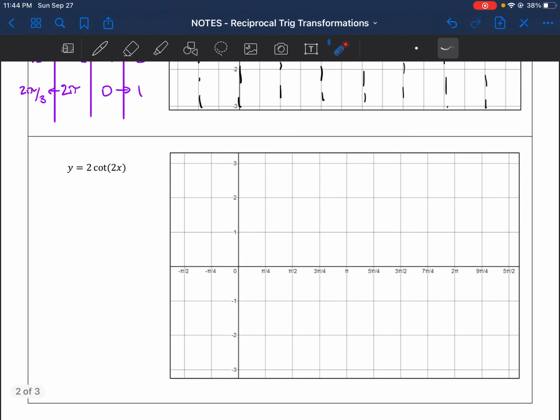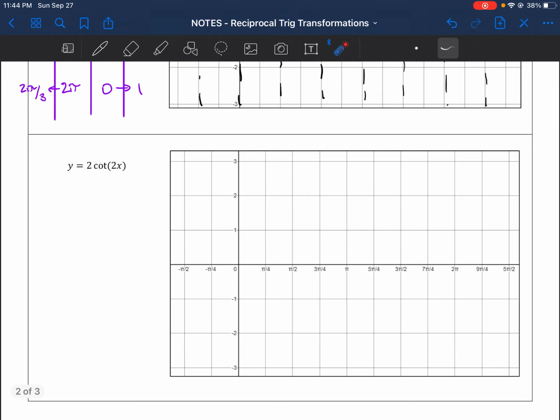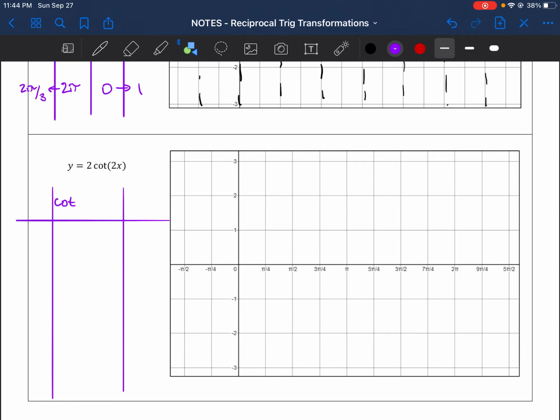All right, let's look at cotangent. So as I mentioned earlier, we're not going to graph tangent and then try to change things around for cotangent. Cotangent and tangent are similar enough that we can really just worry about cotangent here. So let's think about the parent function of cotangent real quick, and let's think about some common points.